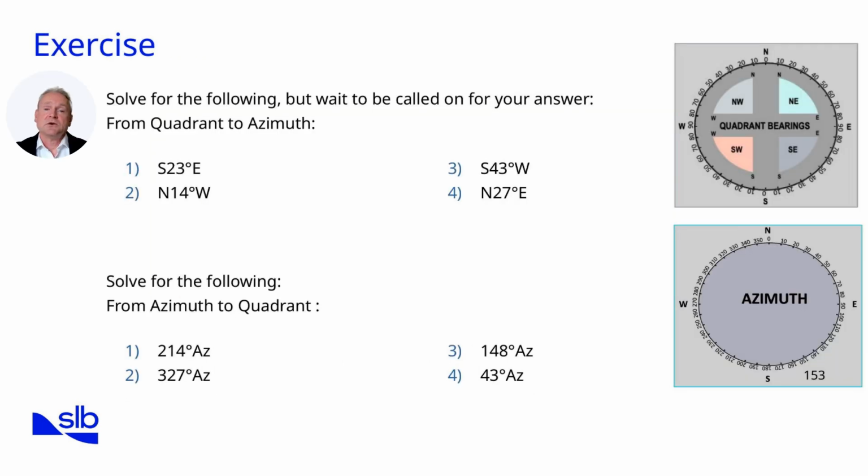Now let's walk through a short exercise that will help reinforce your understanding of quadrant and azimuth directions, which are both vital for directional drilling. The first part asks us to convert from quadrant to azimuth. Let's take the first example, south 23 degrees east. This means we're starting from due south, 180 degrees, and moving 23 degrees toward the east. So the azimuth would be 180 degrees minus 23 degrees, which equals 157 degrees on the compass.